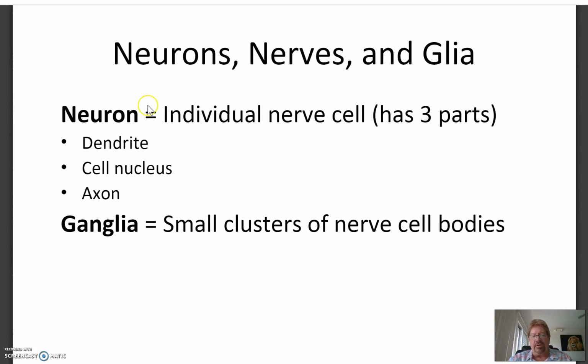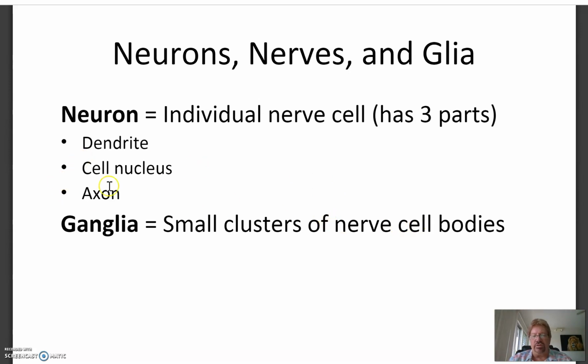A neuron is the functioning nerve cell of the body. They typically have three parts. They have the body of the cell. They say nucleus, but it's the cell itself. They have dendrites, which look like little tree branches that bring information into the cell. And then they have a long structure called an axon that transmits information away from the cell.